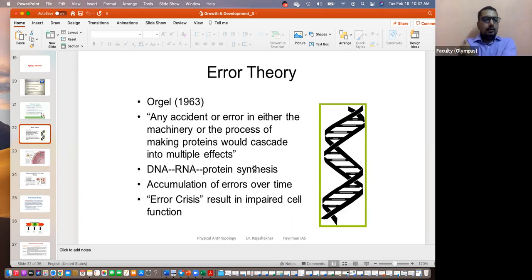This is also a genetic theory. We're talking about genetic and non-genetic theories of aging here. One genetic theory of aging is the error theory. So we talked about Hayflick limit theory, telomere shortening theory, and error theory.